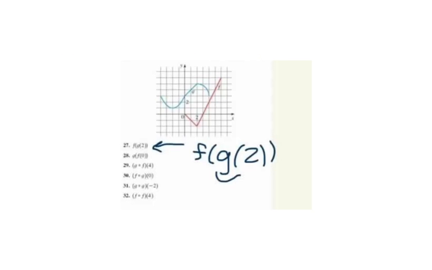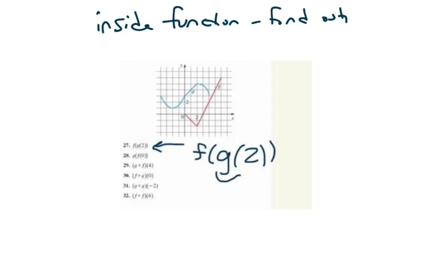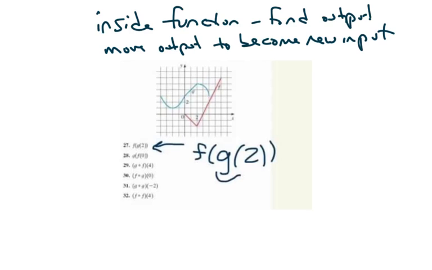I want to look at function composition graphically before we do anything. So the first one says f of g of 2. You start at the inside. So the inside function, let's just make a note of that. So you find the output, and then move that output to become the new input. And that sounds super confusing, but it really isn't.